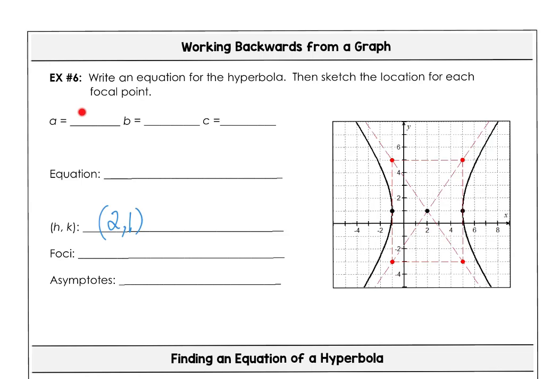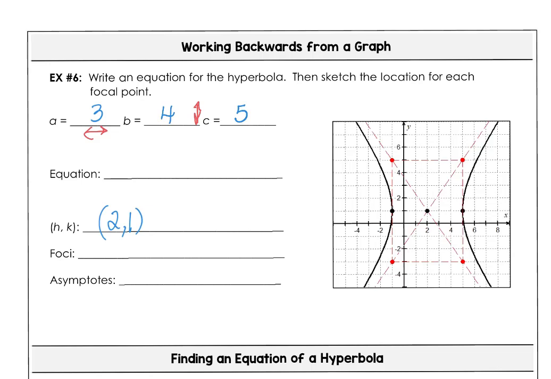So we know the A value and the B value, and then we can calculate the C value. So A is 3 and it's oriented horizontally. And the B value is oriented vertically, and that was 4. So 9 plus 16 is 25, and the square root of 25 is 5.